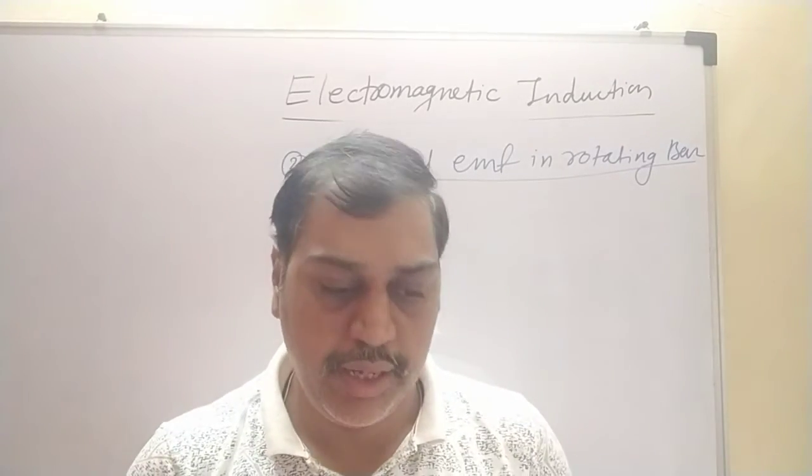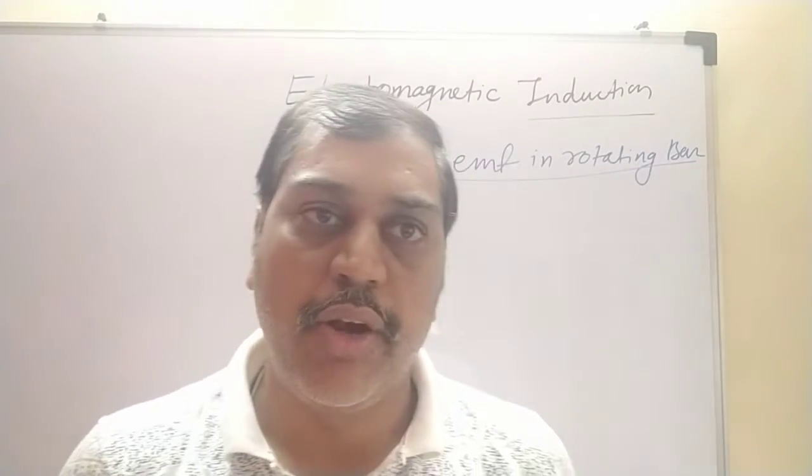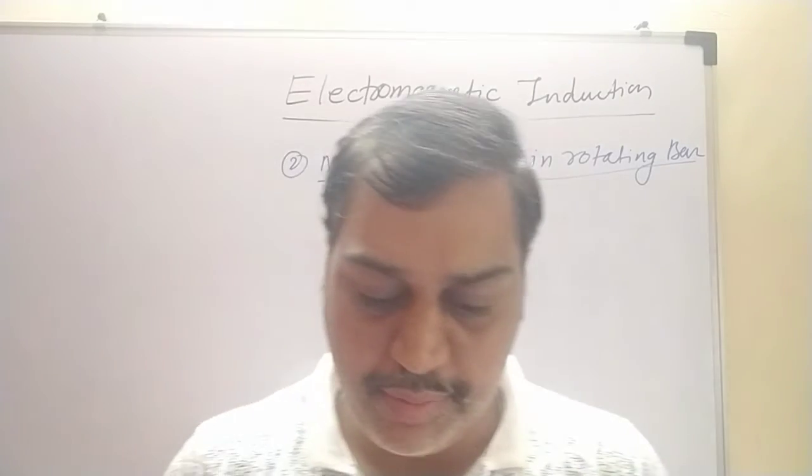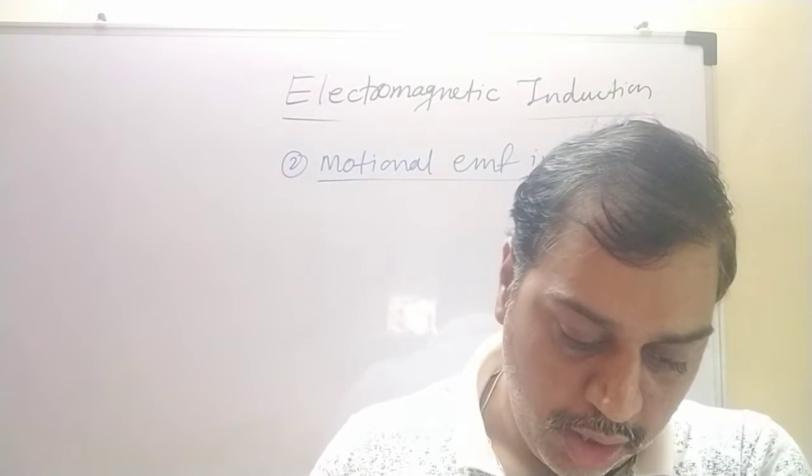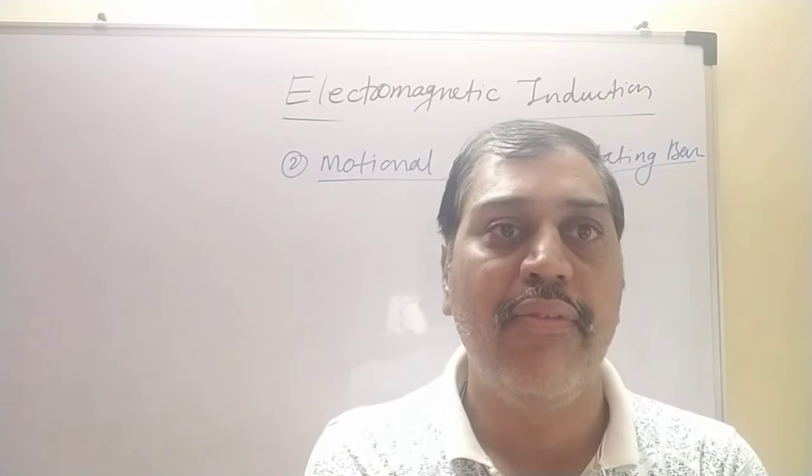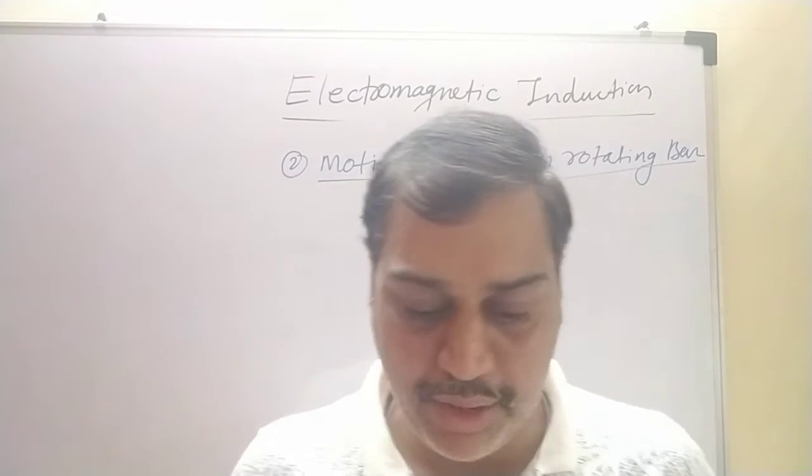Hello students, if you remember, in the last part we derived the theoretical proof of E equal to minus d phi by dt. That is nothing but the translational motion of a conductor when it is kept in a magnetic field. That part we have finished.